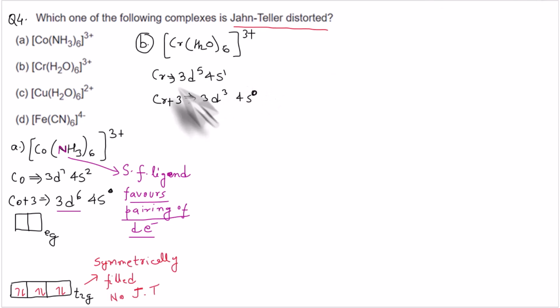Now coming to option B, [Cr(H2O)6]3+. Chromium in the ground state has 3d5 4s1 valence electronic configuration. In the +3 oxidation state, chromium has only 3d3 electrons. Now how to fill these electrons in t2g and eg? Before that, what kind of ligand is aqua? It's a weak field ligand, so the d electrons will not be paired.